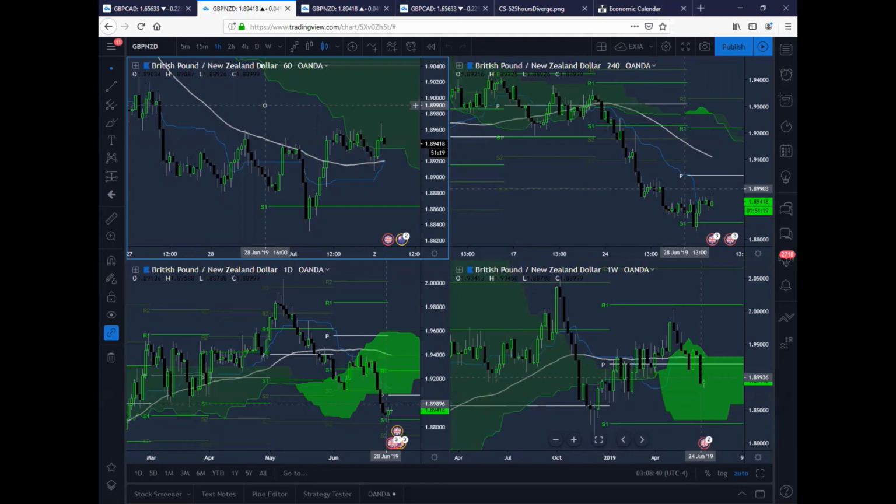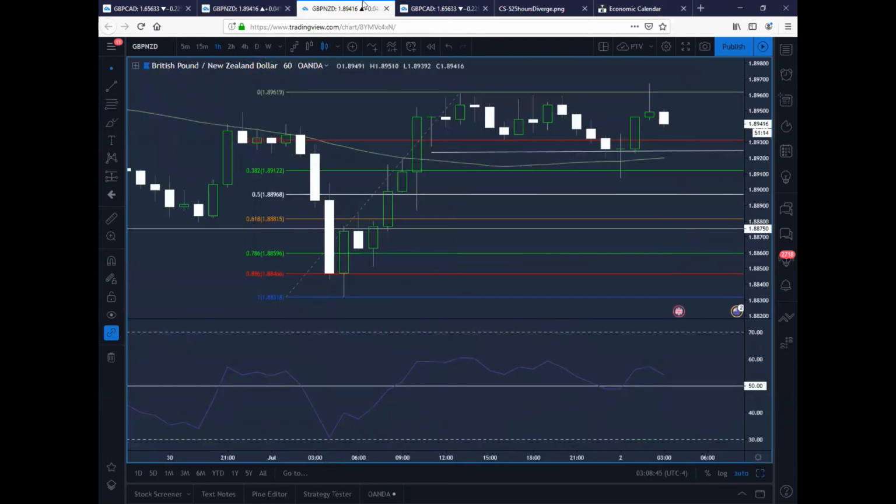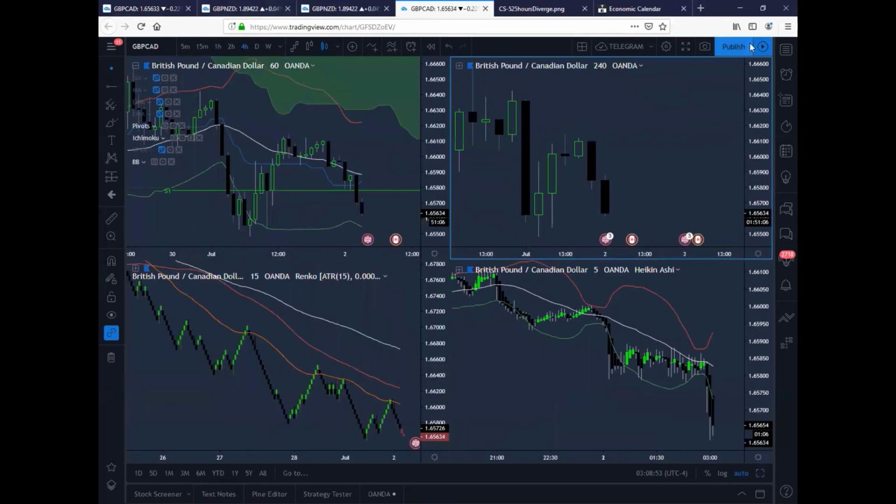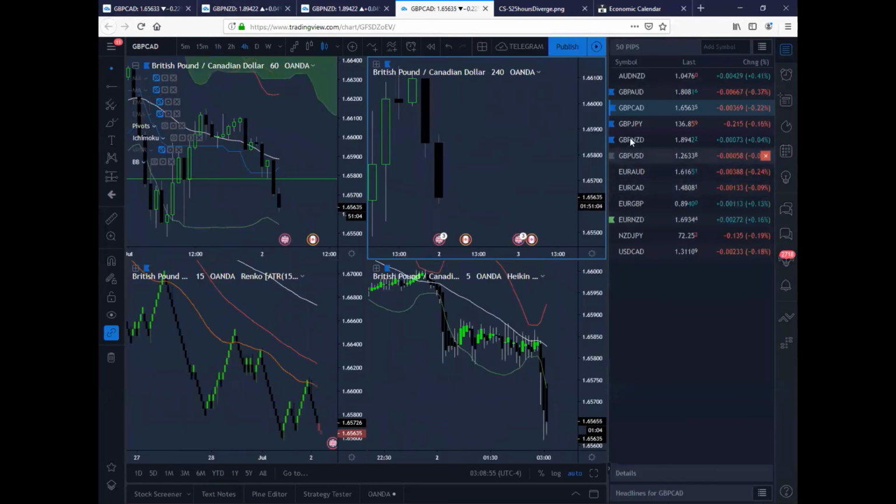And I want to see what we got going on in these charts. So we got some pullback here. Let's go back to something that makes logical sense.